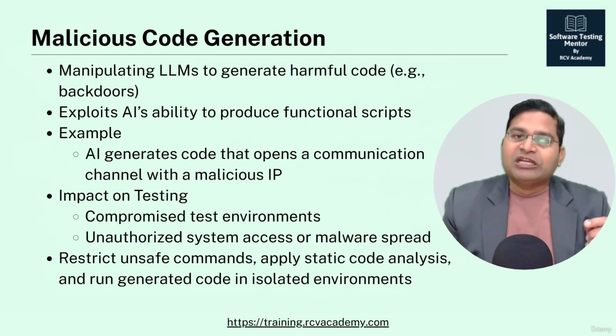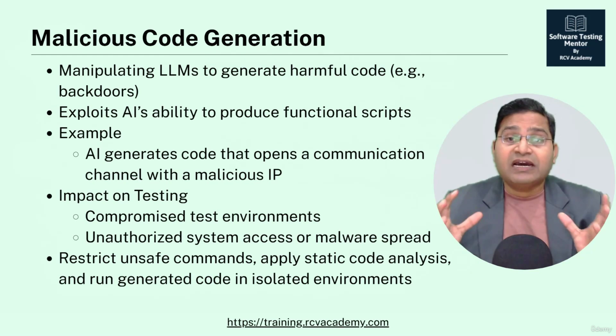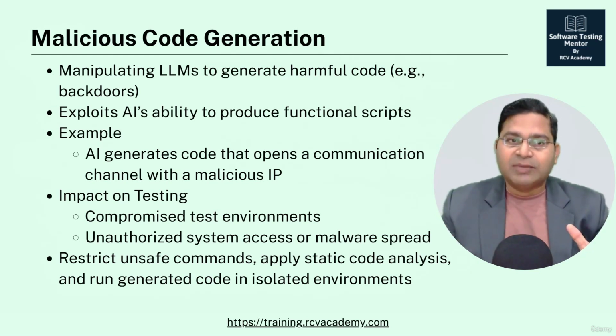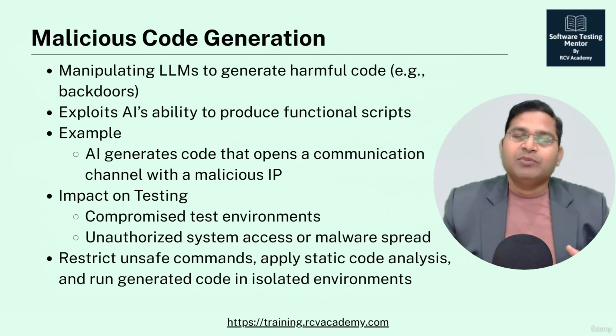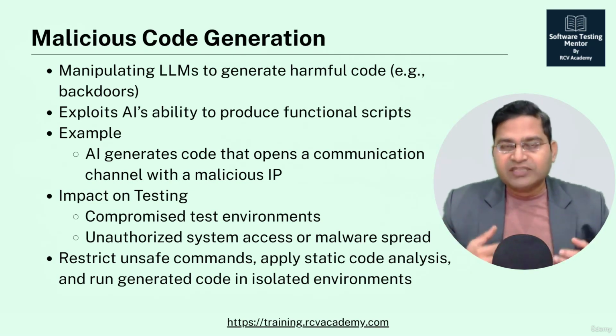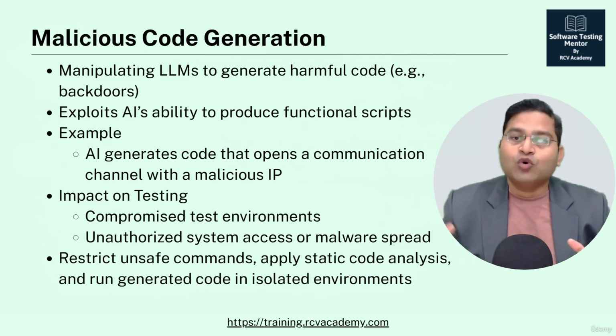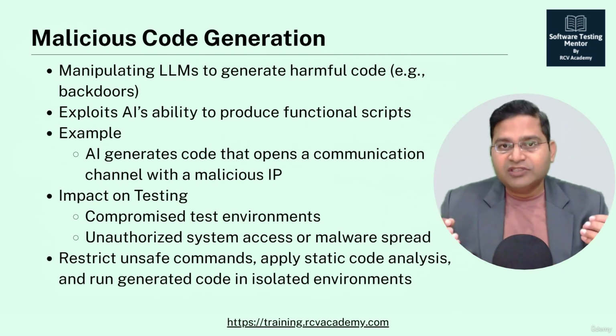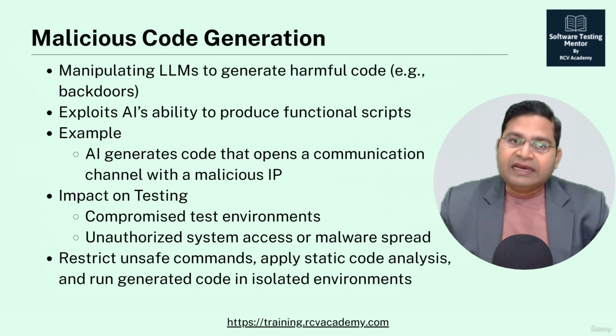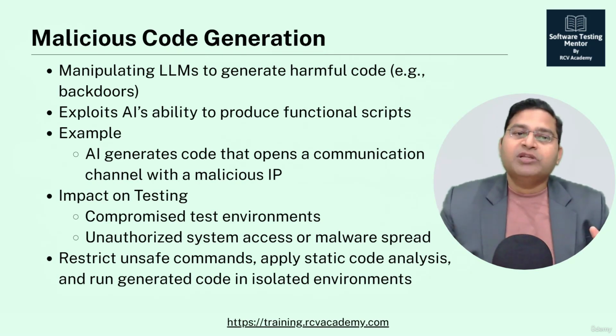Now, the next thing is malicious code generation. What happens in this? Manipulating the large language model to generate harmful code through backdoors. That is the backdoors. What happens in the malicious code generation? It exploits the AI ability to produce functional scripts. For example, AI generates code that opens a communication channel with a malicious IP. That is also possible. So you have the AI model, or you have the generative AI solution. The AI model can be manipulated to generate the harmful code. And one example is opening the communication channel with the malicious IP.